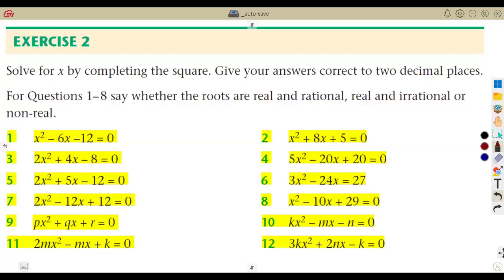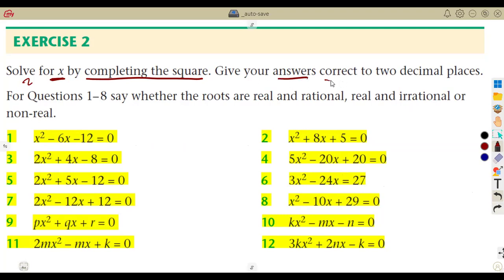Okay, guys. So in this class, we are going to consider a continuation on the completing the square method. This is now an extended part of our completing the square. This time, you are being asked to solve for x by completing the square. To solve for x, that is to determine the value or the values of x as we are given our equations. You're supposed to determine the values of x because that's a quadratic equation that you're dealing with.